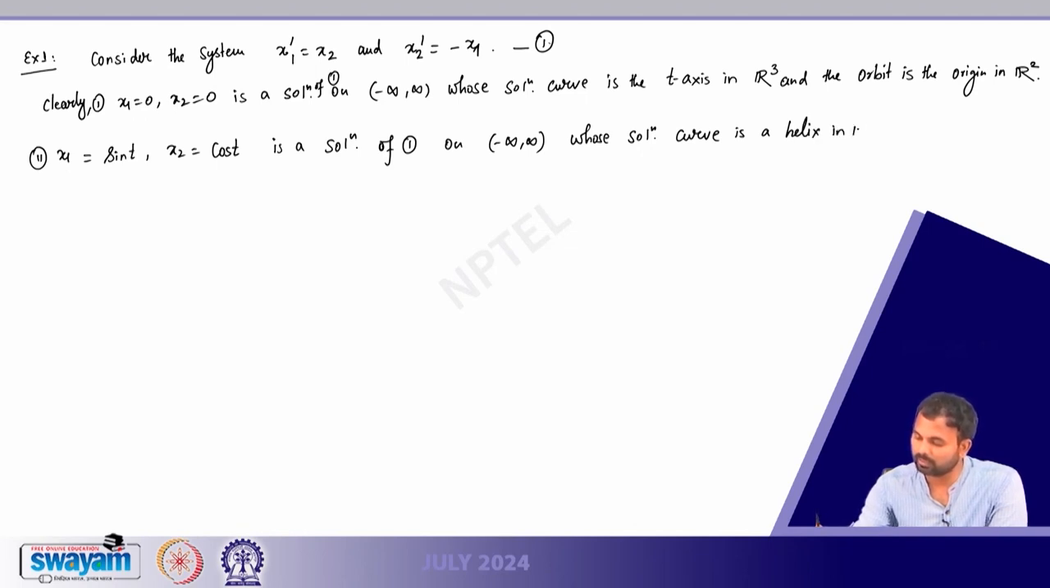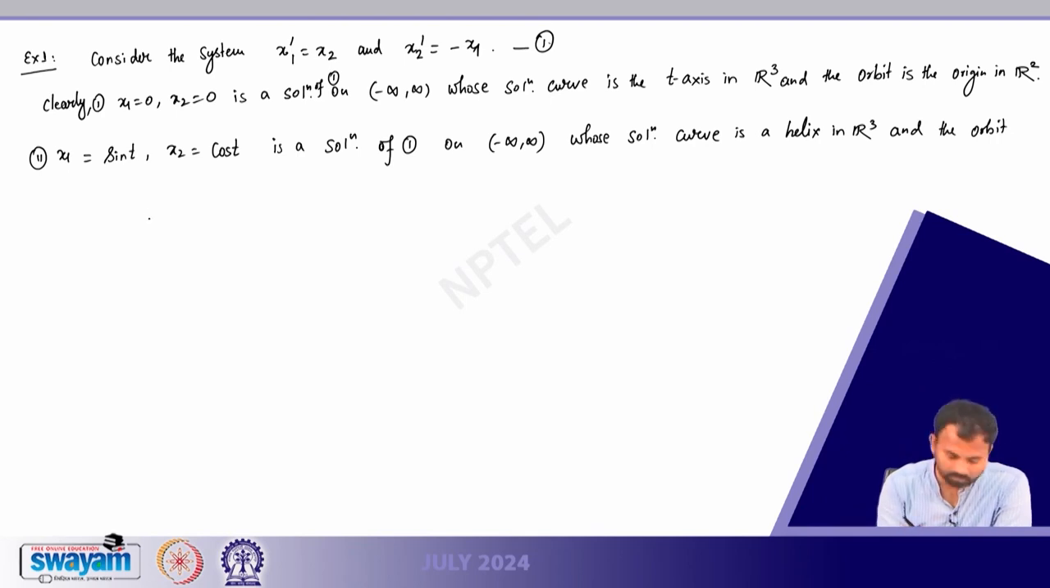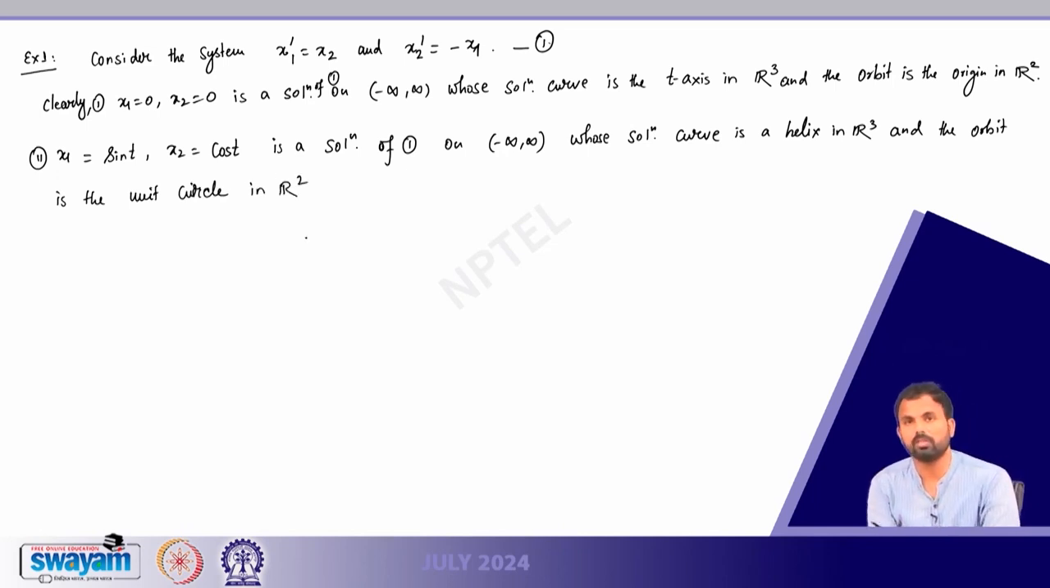It is a helix in R3, obviously. In R2 it is sin t, cos t, then you have t, sin t, cos t. So that is the equation of a helix, and the orbit is the unit circle in R2. You just do x1 square plus x2 square equals 1. So we have a helix in R3 and a circle in R2, right. That is what we mean by orbit or trajectory and solution curve.